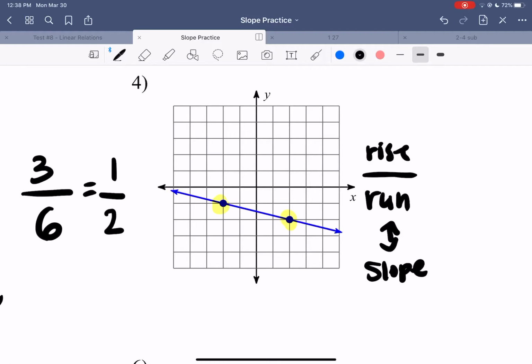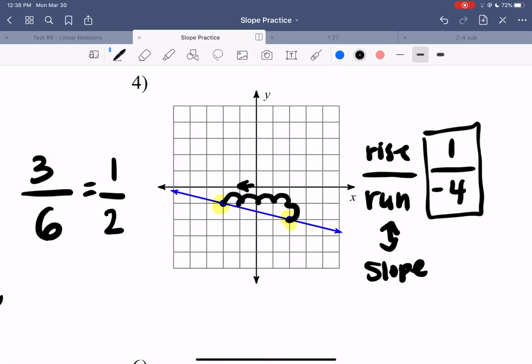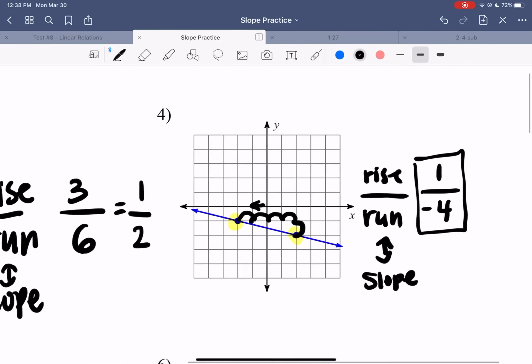And hopefully you went rise 1, run 1, 2, 3, 4. Again, we're going left 4, so that's a negative 4. Or overall, you could have seen that the line was negative and know that your slope had to be negative, and there's no simplification needed.